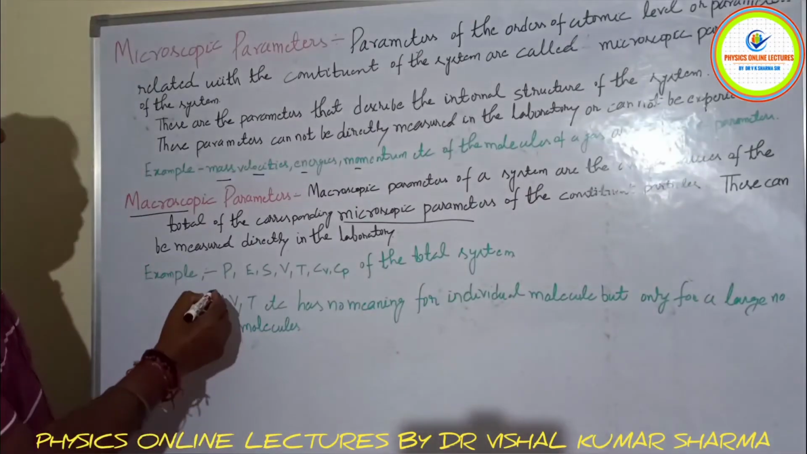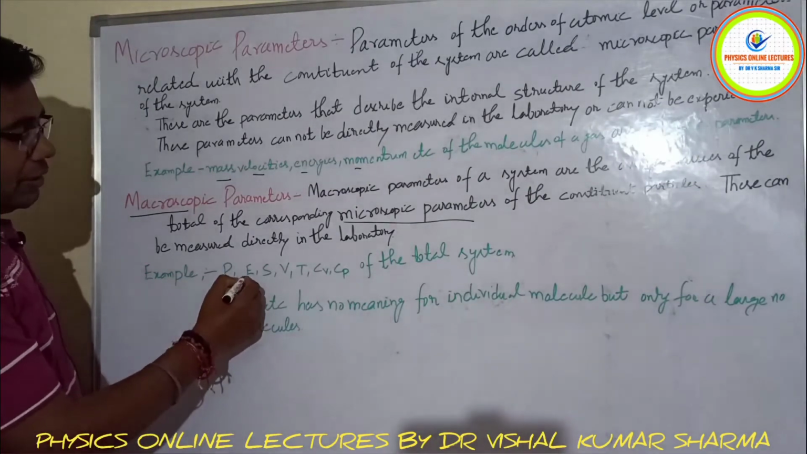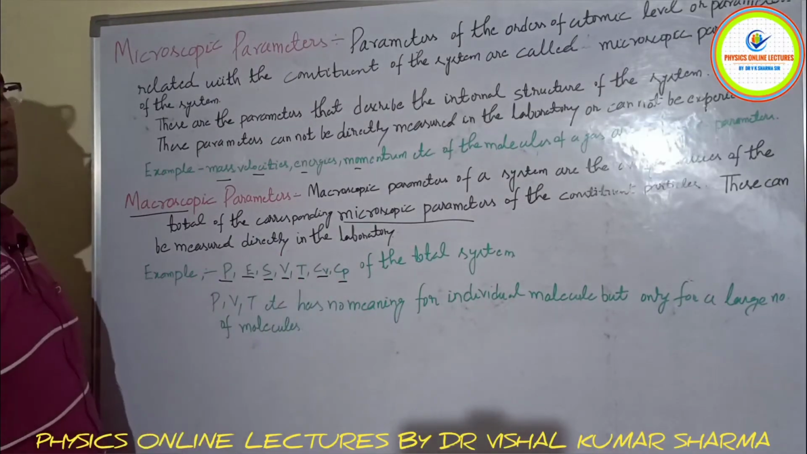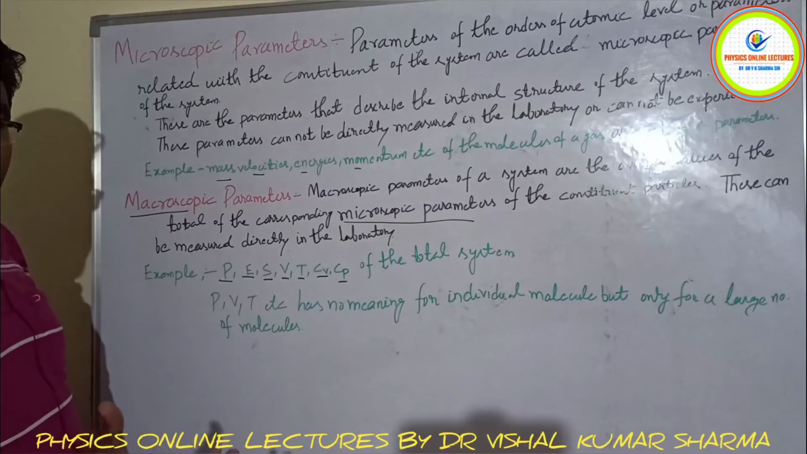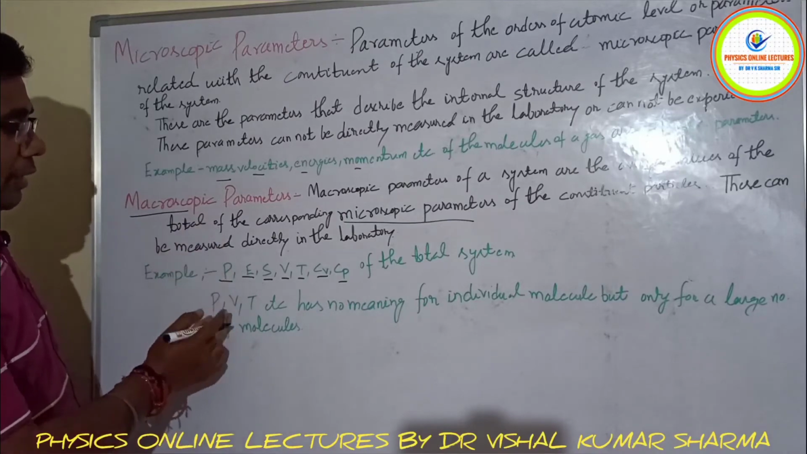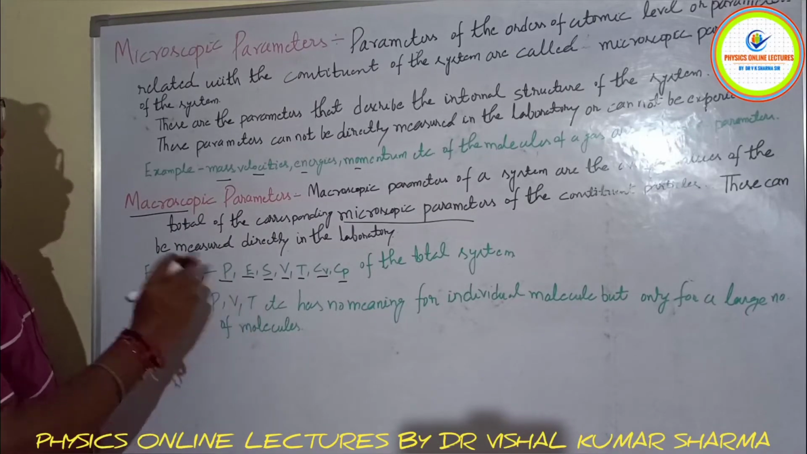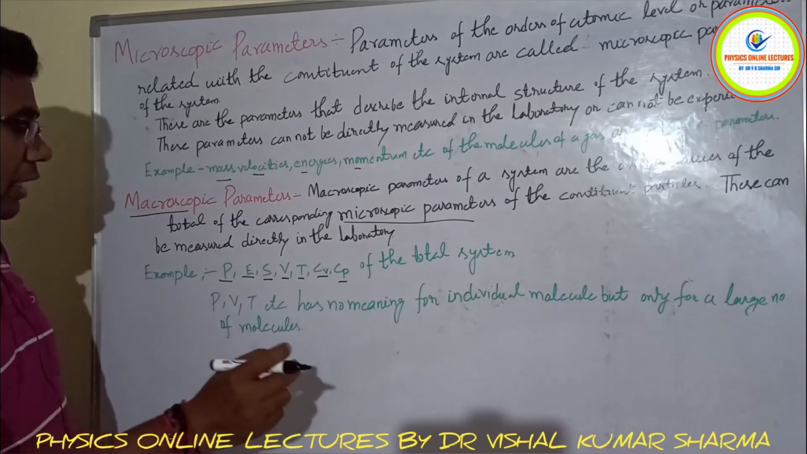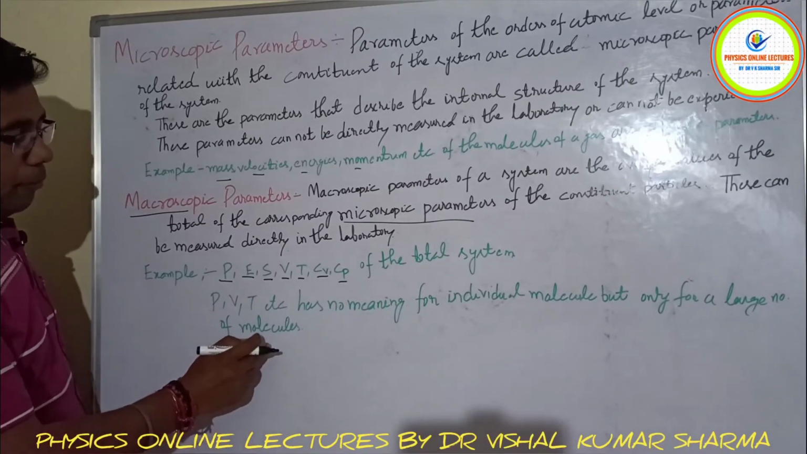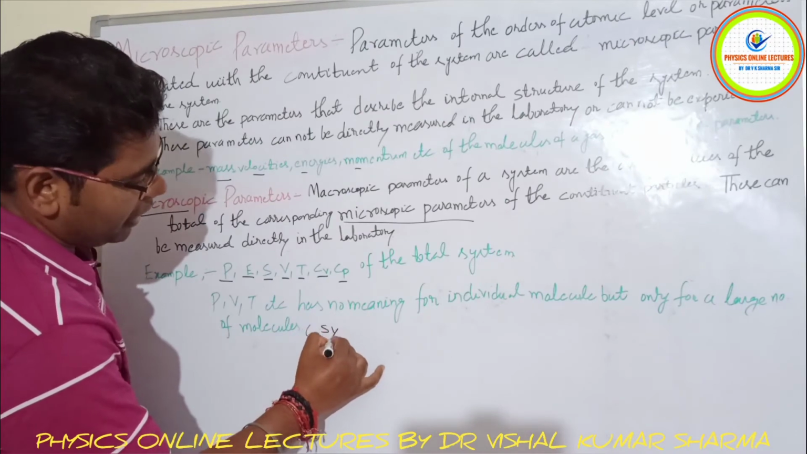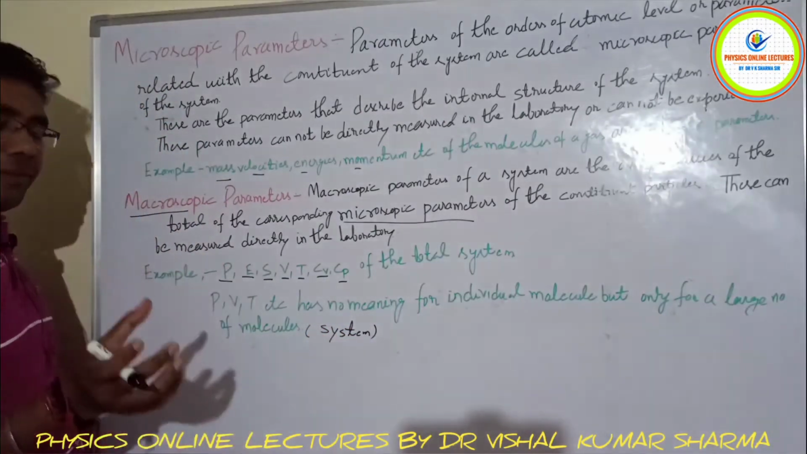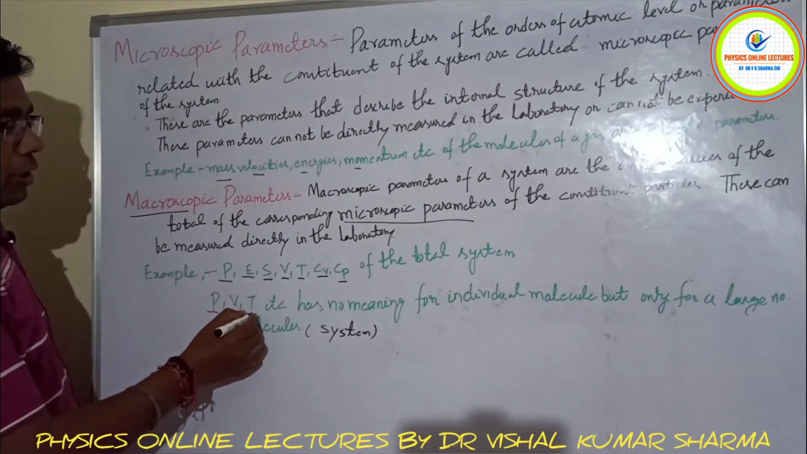For example, pressure, energy, entropy, volume, temperature, CV, Cp of the total system. These are the macroscopic parameters. PVT has no meaning for individual molecules, but only for a larger number of particles. When we have a particular system, then pressure, volume and temperature have significance.